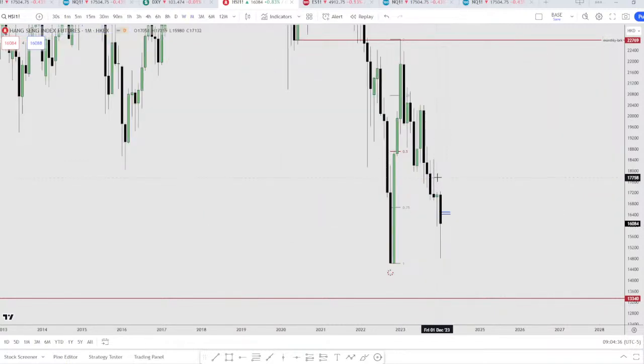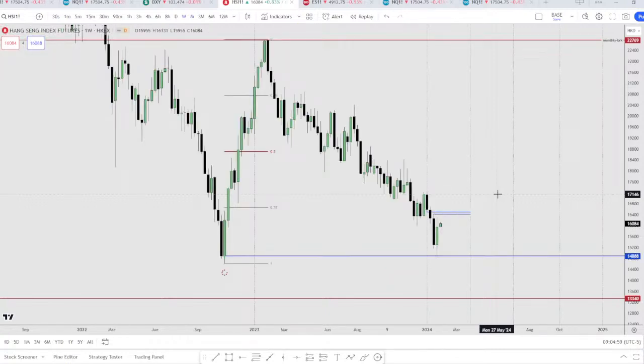Any closing prices above this midpoint level, it's most probably going to run higher, maybe into this inversion fair value gap, or even this old fair value gap, which is a headache to trade if you're in one for HSI.